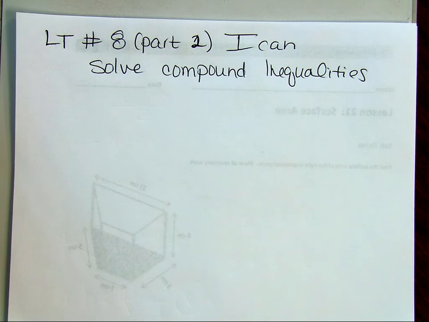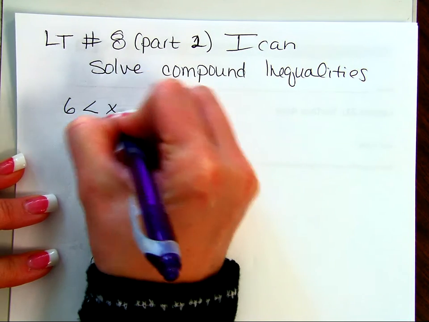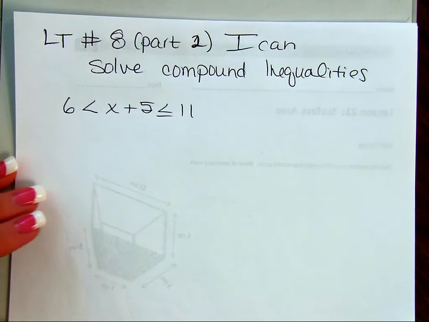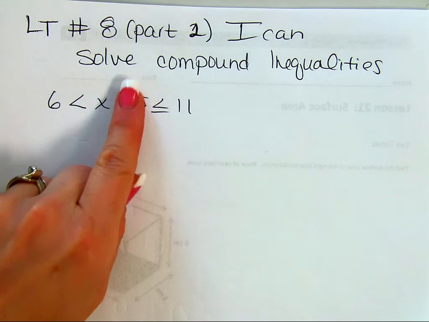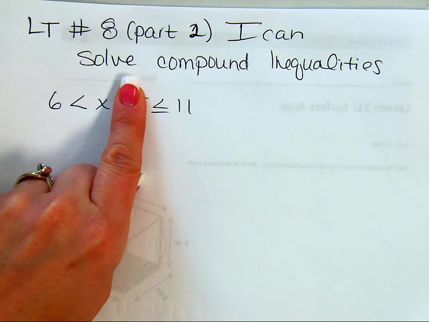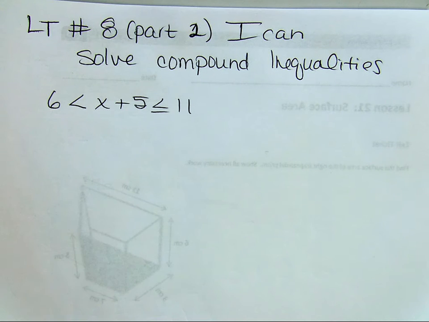All right. So here's what solving a compound inequality looks like. If that plus 5 wasn't there, it would just be 6 is less than x, which is less than or equal to 11. I would graph it, I would describe all the numbers that fit that solution set, and I would be done. Except they're not just telling you what x is less than or equal to. They're saying x plus 5.